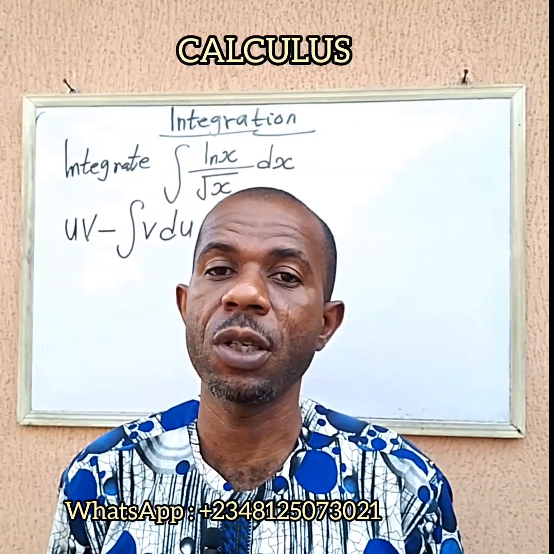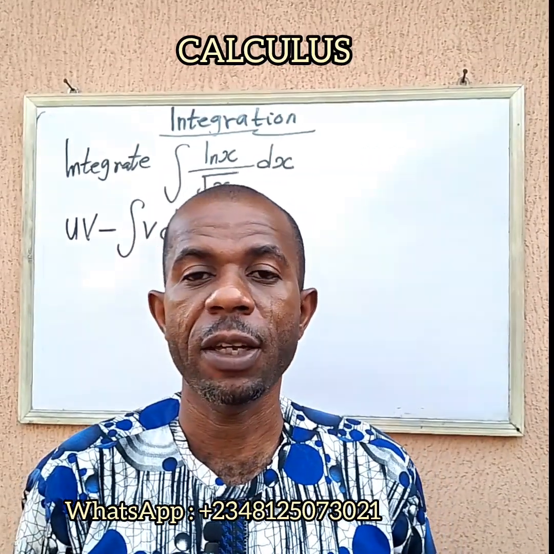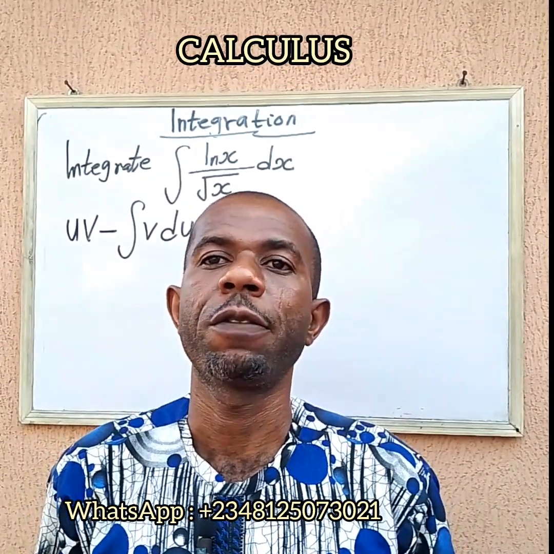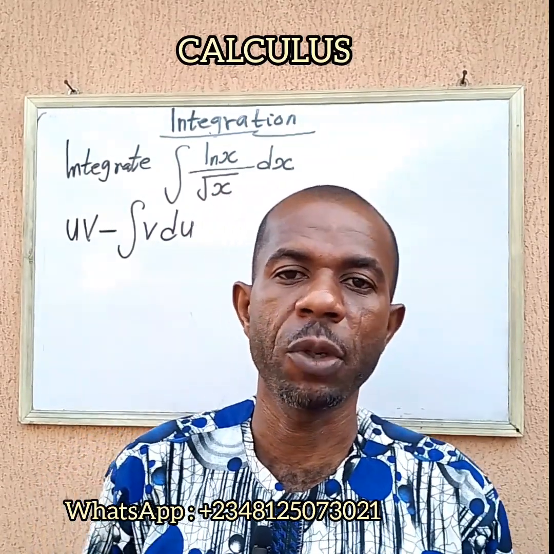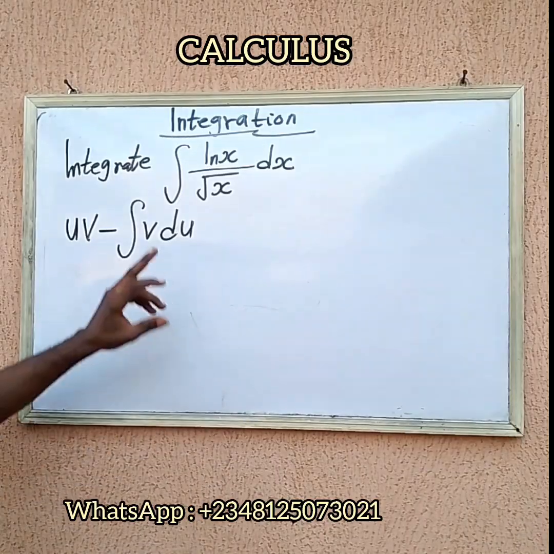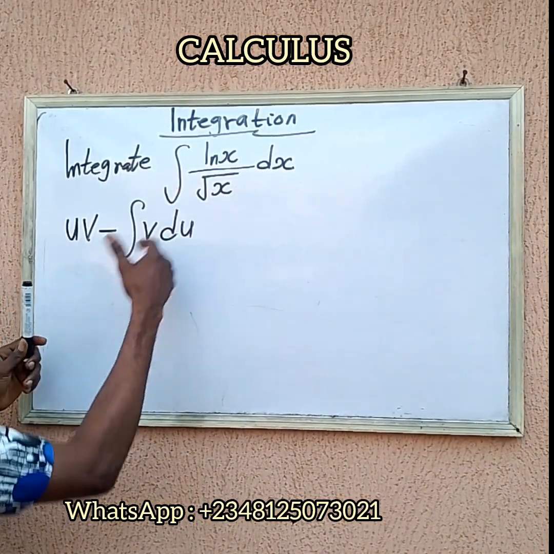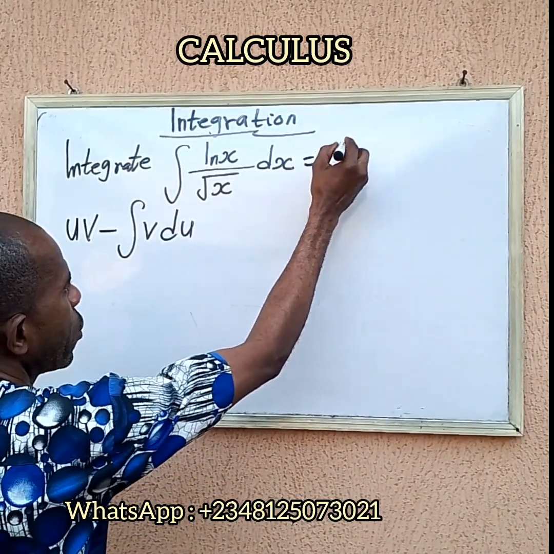Just like the way we have it in our differentiation. In our derivative, when we want to find the derivative of a product, that means uv, we have a formula which we use. In the same way, we have it in our integration. Now this one can be expressed like this.